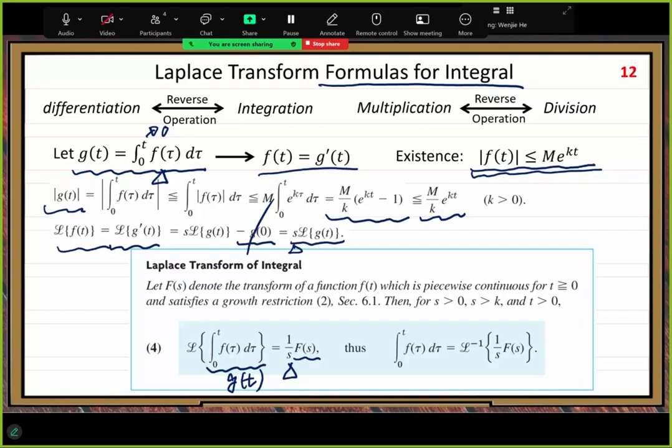The second, the inverse Laplace transform, is derived from the first formula. So you can see we derived the Laplace transform of the integral here.